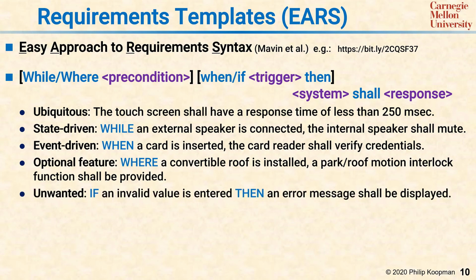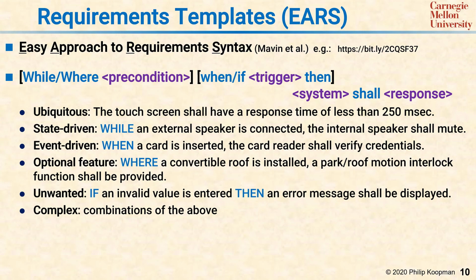There's the unwanted functionality template. If an invalid value is entered, then an error message shall be displayed. This is intended to provide exception handling and error handling. The complex template isn't really a template, it just permits the ability to mix and match the templates above for things that have to be more complicated. To be sure, you want to boil down requirements to the simplest possible form, but sometimes things are a little more complicated than the templates above.